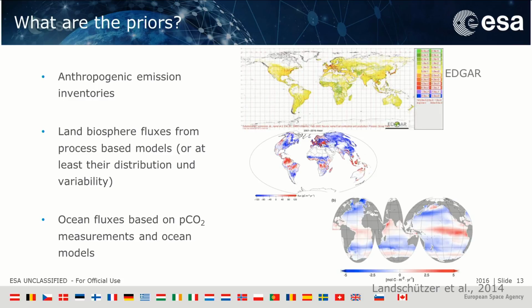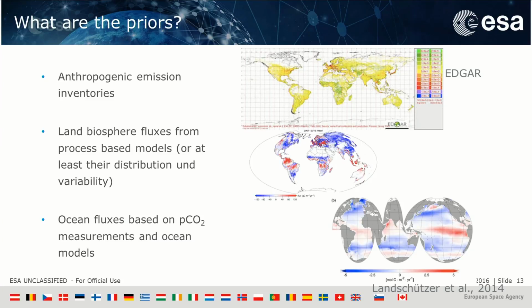There's also your land biosphere fluxes from process-based models, or you can just use their distribution and variability. You can use information from them. You're not going to say, I trust this and I think this is true, but it gives you an idea of what your range of uncertainty is in different places. You can even use an ensemble of different land biosphere models and say, okay, this is the area where they disagree the most, so I think this is where I have to put the biggest uncertainty in my model, because this is where we have the least secure knowledge.